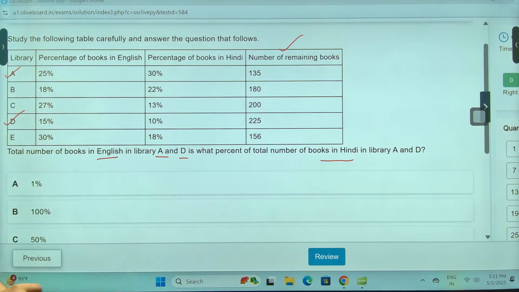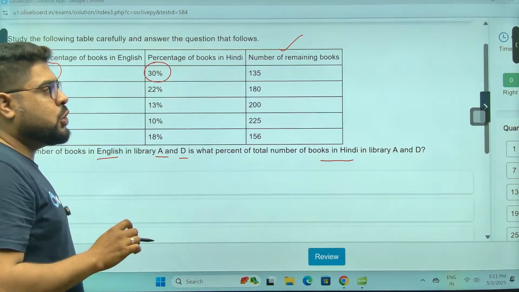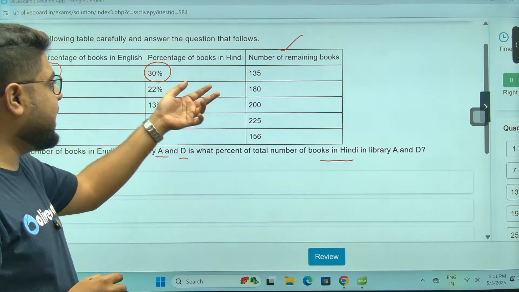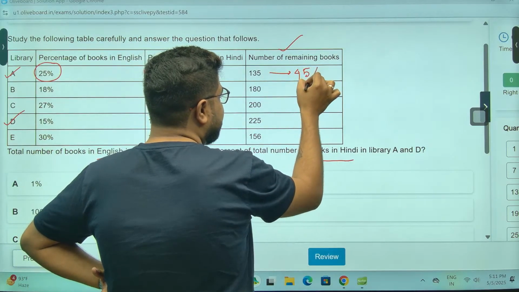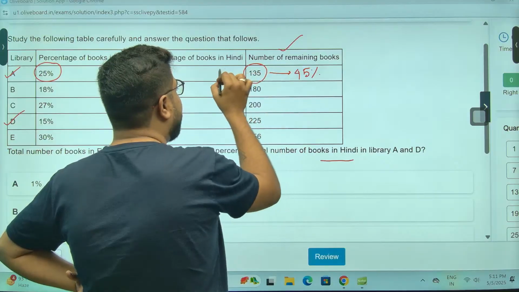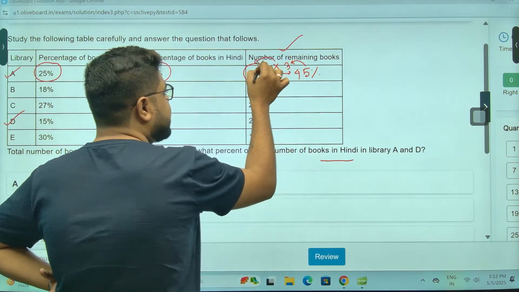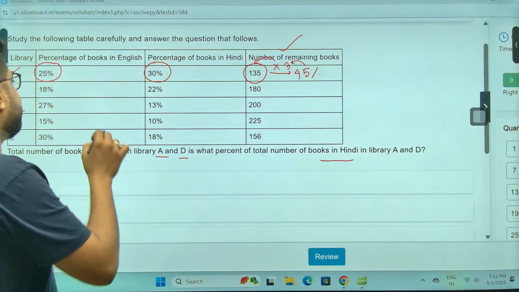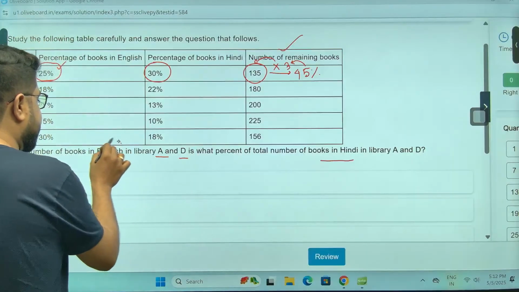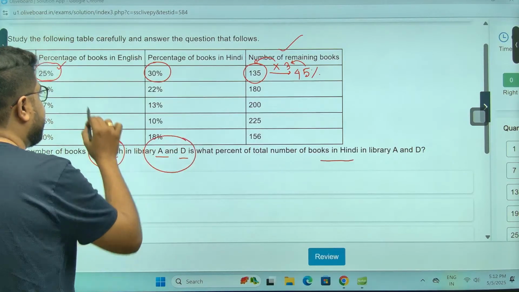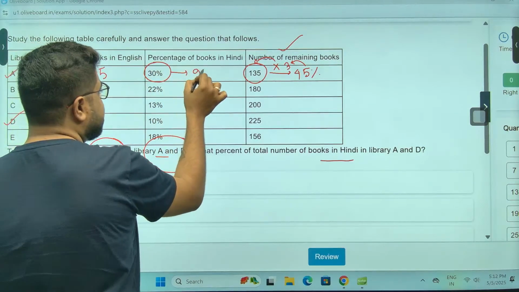These two libraries. Sir, 25% English, 30% Hindi. Total 55% gone. So the remaining is 45%. That value is 135. One part is 3. 45 threes are 135. Right? So that means in library A, how many English books are there? It is 25 into 3, 75. 30 into 3 is 90.